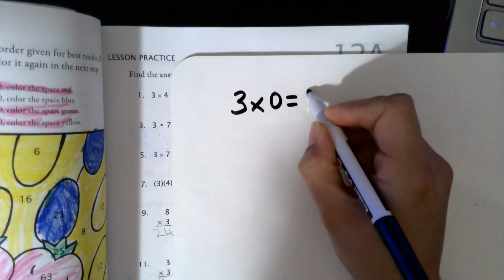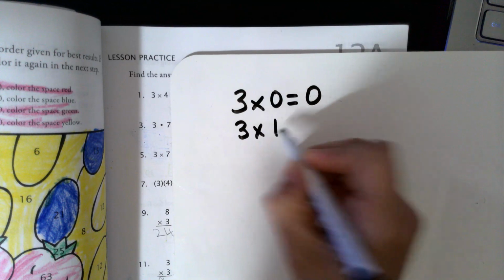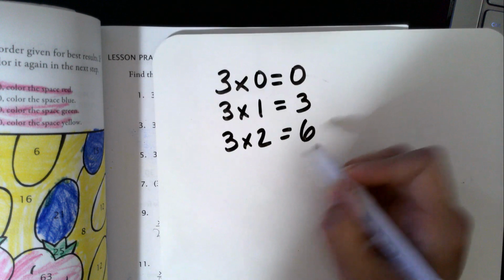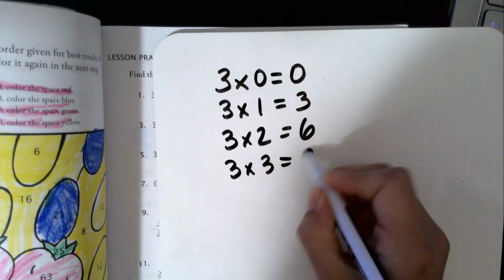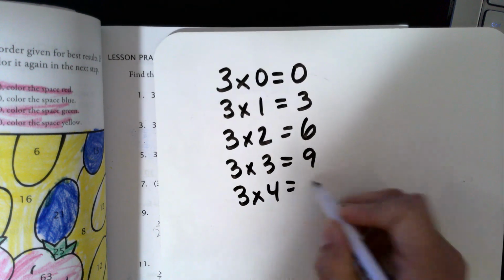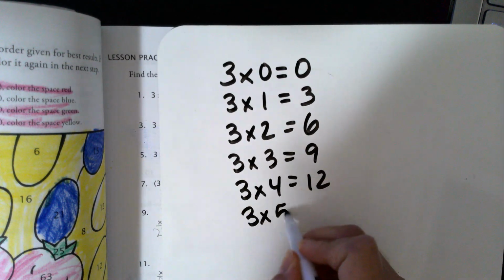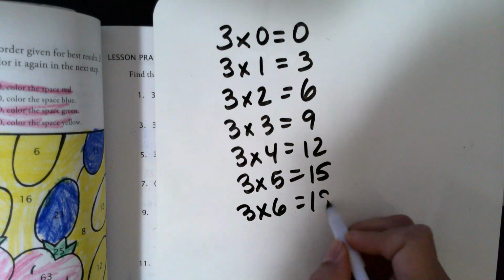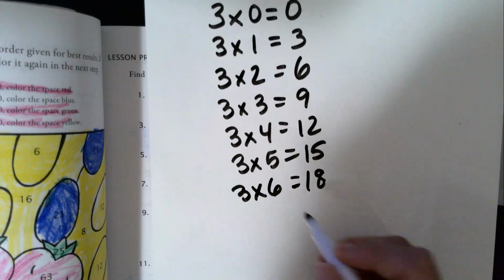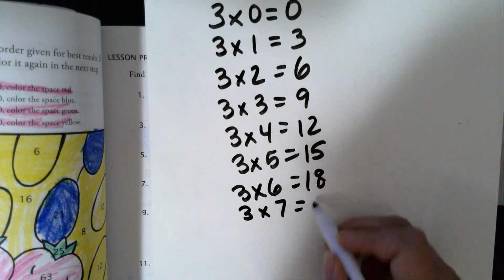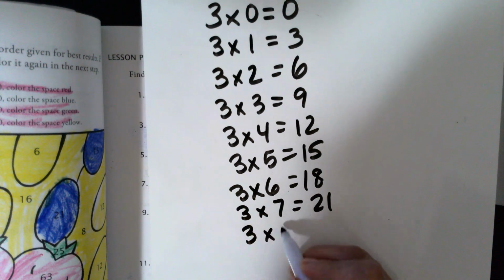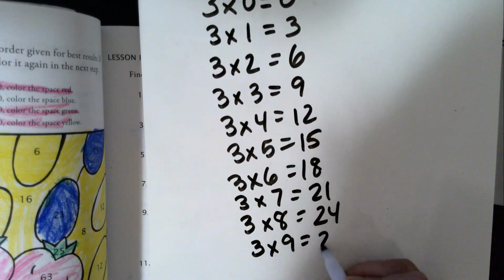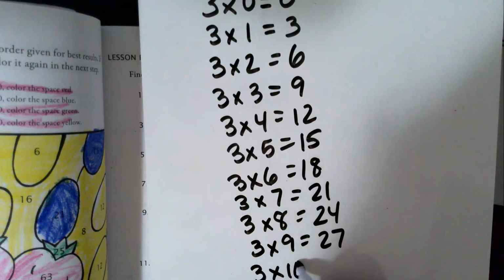3 times 0 is 0. 3 times 1 is 3. 3 times 2 is 6. 3 times 3 is 9. 3 times 4 is 12. 3 times 5 equals 15. 3 times 6 equals 18. 3 times 7 equals 21. 3 times 8 equals 24. 3 times 9 equals 27. 3 times 10 equals 30.